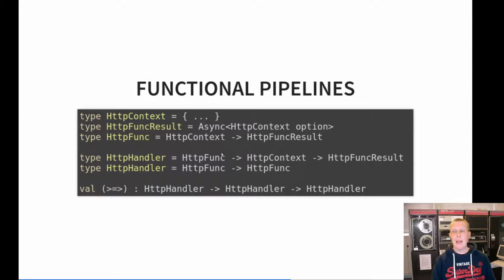Now, if you look carefully, of course, you will see that HTTP context to HTTP func result is just HTTP func, so you can actually write this handler as HTTP func to HTTP func. And now we can write this composition operator as HTTP handler to HTTP handler to HTTP handler, but it's actually just stitching these continuations nicely for us. So the implementation is quite simple.